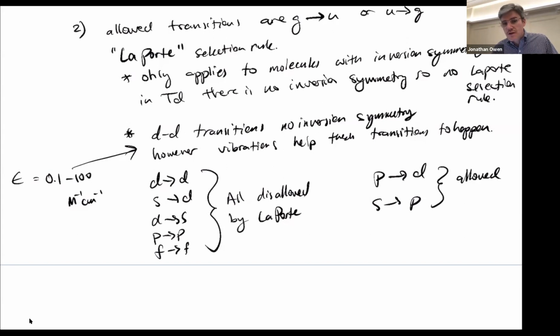So if you measure the strength of the absorption, or you want to know whether your molecule is going to be luminescent, the probability of that transition is related to the symmetry. And an octahedral compound will have an epsilon closer to 0.1, and a tetrahedral compound will have an epsilon closer to 100.